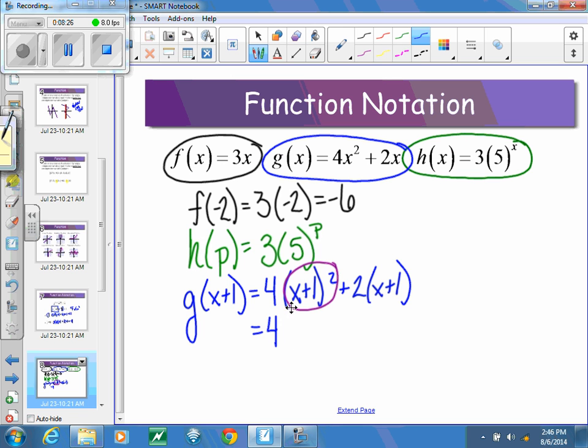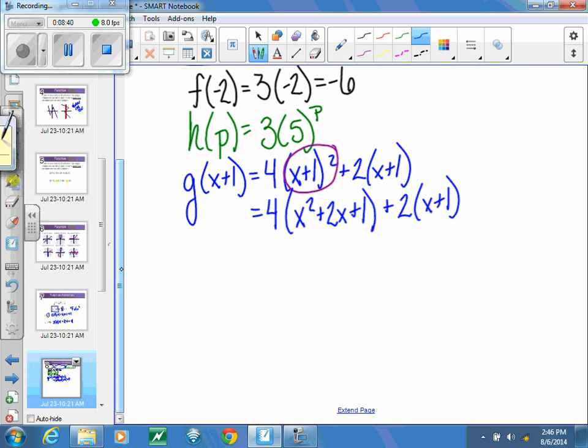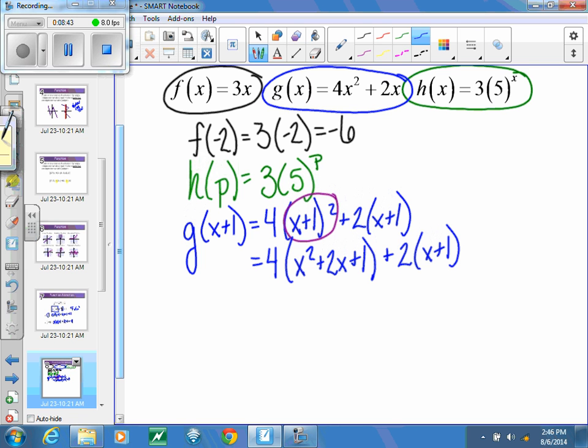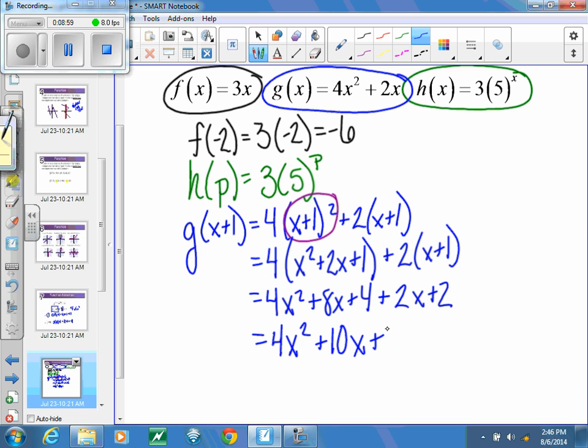So here I'm going to get 4 times the quantity of x squared plus 2x plus 1, and then I've got plus 2 times the quantity of x plus 1. So how I got x squared plus 2x plus 1 is by FOILing that out and simplifying. Now I can use my distributive property, 4x squared plus 8x plus 4, and distribute over here 2x plus 2, and now we can combine like terms, and I get 4x squared plus 10x plus 6, and that is what g of x plus 1 is.